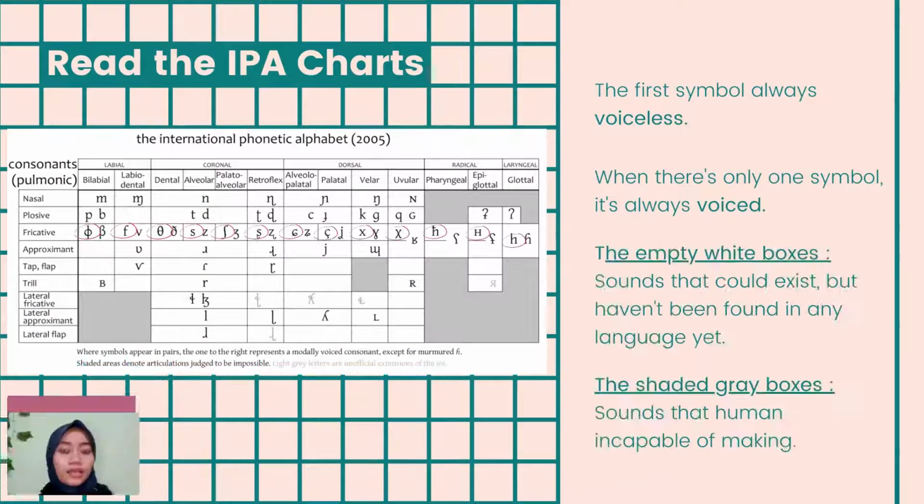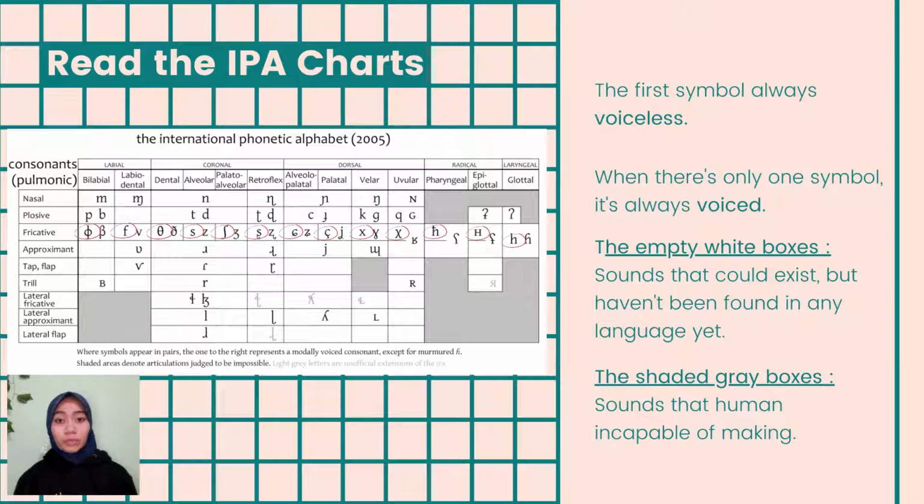On the next slide, there are several notes to remember when you read the IPA chart. To make it easier to read and remember, we can put these light columns in a table. As you can see, there are maximum 2 pairs of symbols inside the boxes. The first symbol is always voiceless sound, and the second symbol is always voiced sound. And when there is only one symbol in the boxes, it's always voiced sound.